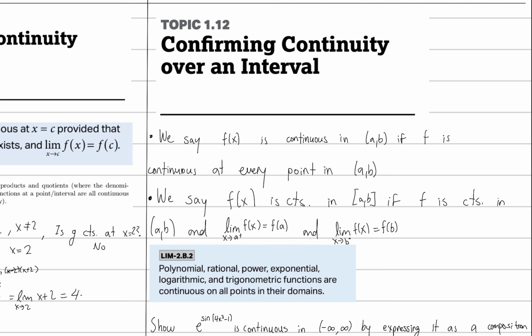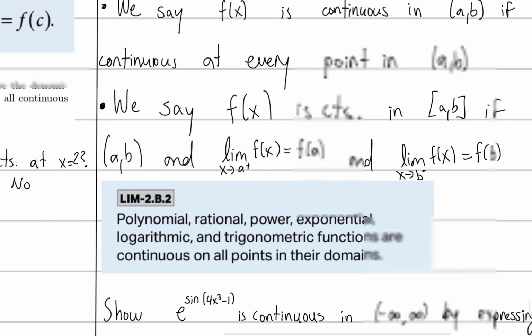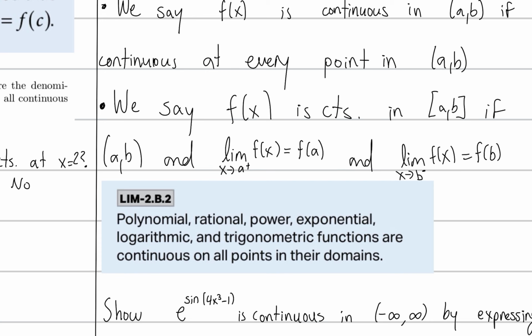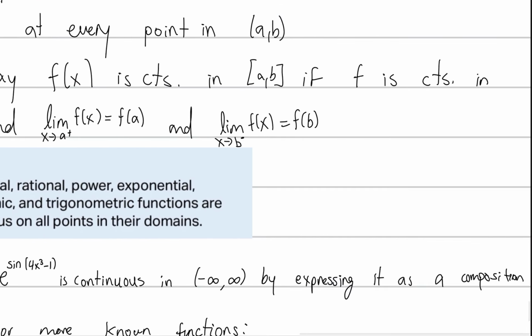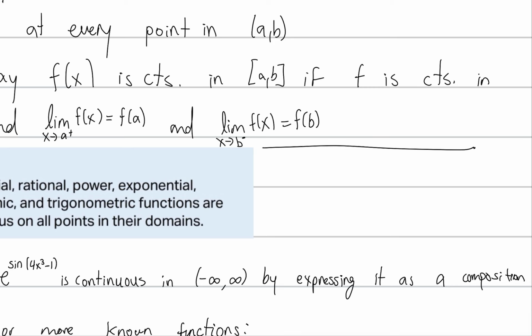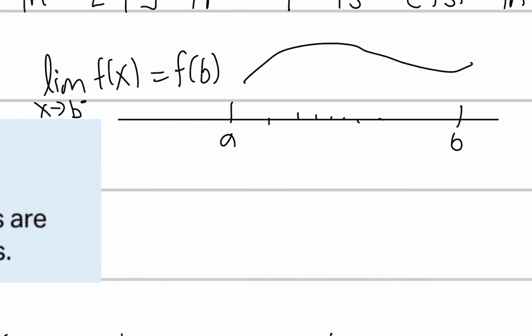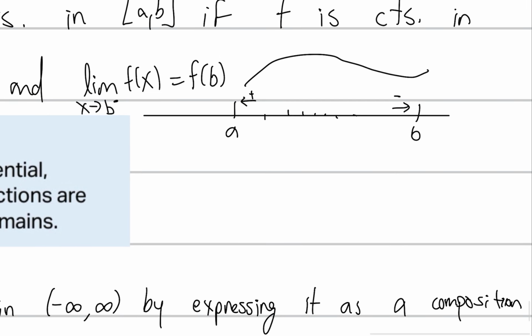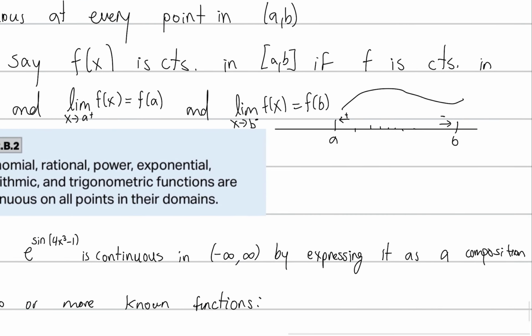So it's continuous in every point in the interior, and the limit as x approaches a plus of f of x is equal to f of a, and the limit as x approaches b minus of f of x is equal to f of b. The easiest way to interpret and understand this is, this is a, this is b. We want to confirm continuity on this interval. So, of course, it has to be continuous at every point in the interval, but only at the ends, only at a and at b, we could consider from the right, which is plus, and from the left, which is minus. We don't care about what happens over here when we're talking about continuity in this closed interval.